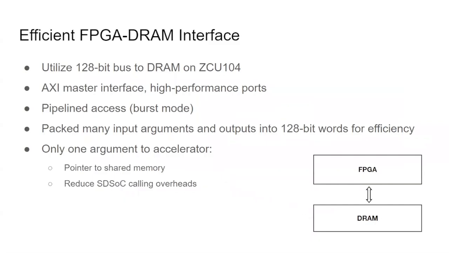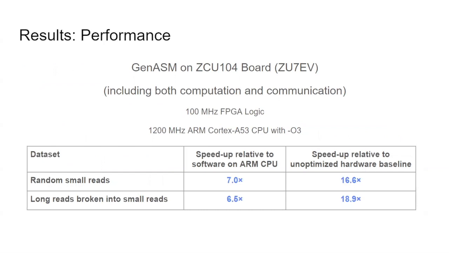An important part of our project was optimizing the FPGA and DRAM interface. We utilized the 128-bit bus width between the FPGA and DRAM for maximum efficiency. And we had pipelined burst mode accesses across high performance AXI master interfaces. We also packed many input and output arguments into the wide 128-bit words for maximum efficiency.